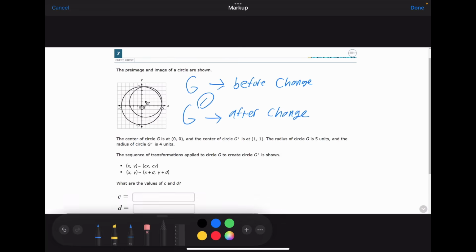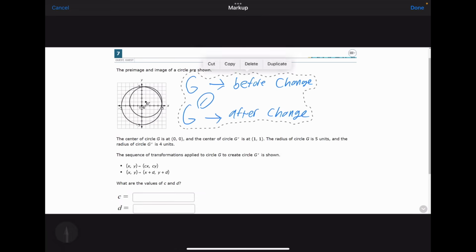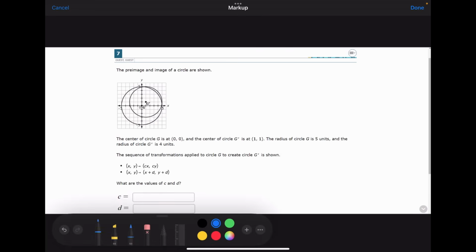So that being said, let's get into this particular problem. So here we have the center of circle G at the origin 0, 0. And the center of the circle G prime, this is of course after it moves, is 1, 1. The radius of circle G is 5 units, and the radius of circle G prime is 4 units. And they specify the sequence of transformations is shown, and this is in order. We have step 1, step 2.